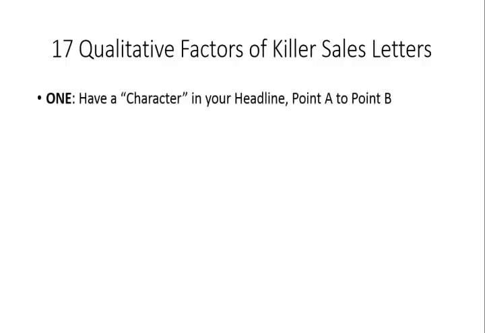Now, principle 1. In your headline, make sure that you put in a character, someone that your buyer can relate to. And in general, one of the best ways to illustrate that character is to give them a point A to point B result-oriented story, something where they started out one way and ended up another way. For you to communicate that in your headline is a way to grab your prospect's attention.